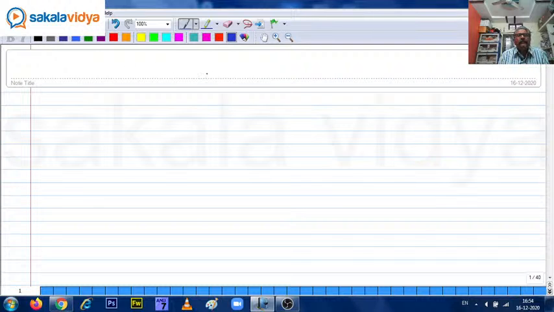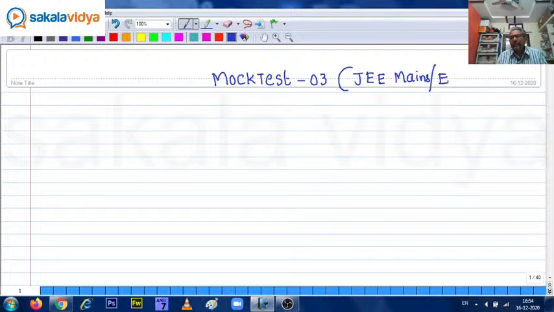Problem number 18. Mock test 3, JEE Mains. Or it may be useful for EAMCET also. 18th question.